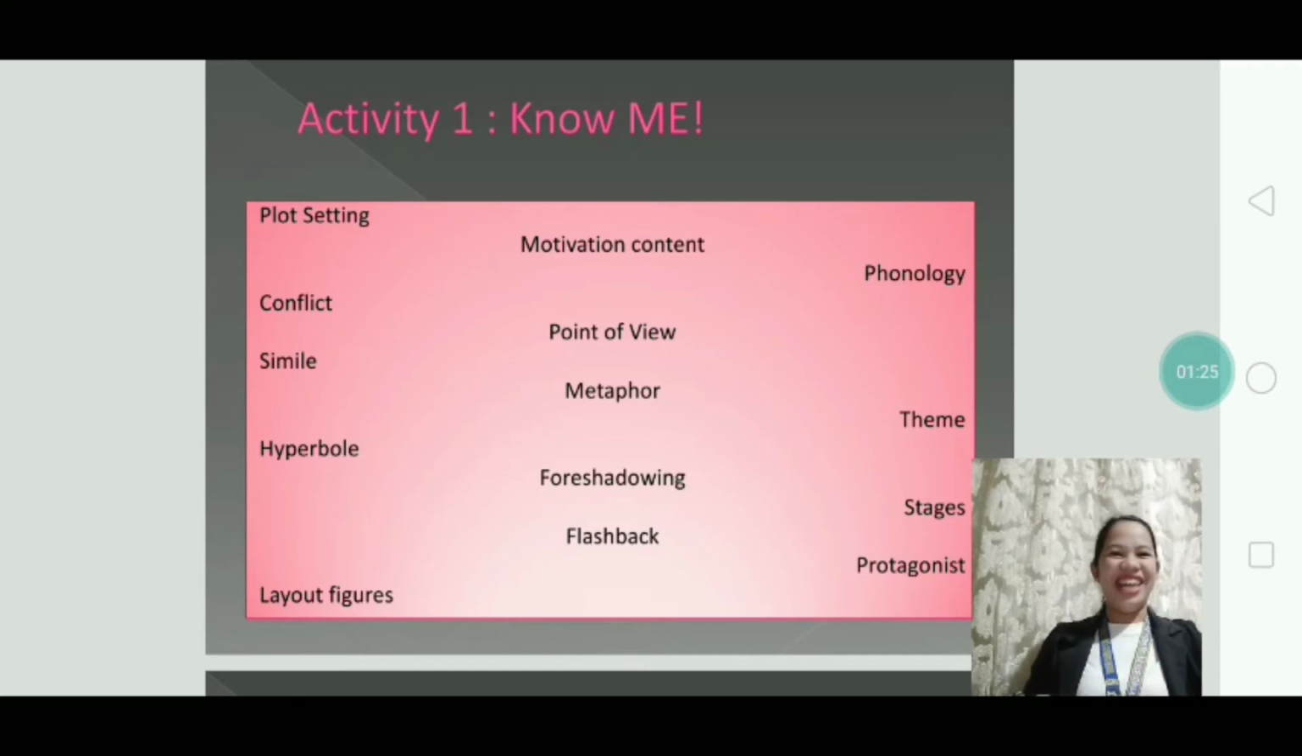Plot, setting. Okay, wow, that's a great pose. Next, we have Mr. Brian. Okay, go. Theme. Okay, next. Flashback. Very good. Next. Protagonist. Wow, what an indeed pose. Next. Point of view. And for the last one, we have conflict. Wow, you really enjoyed our first activity. I love it.